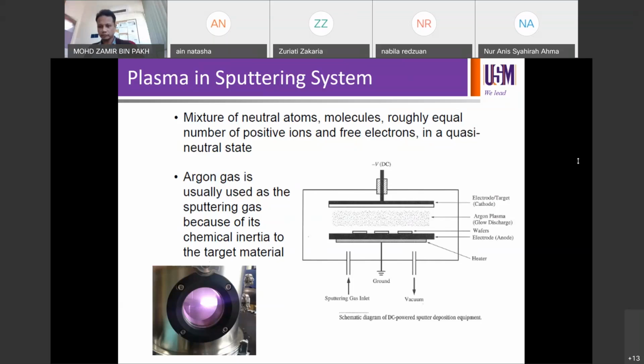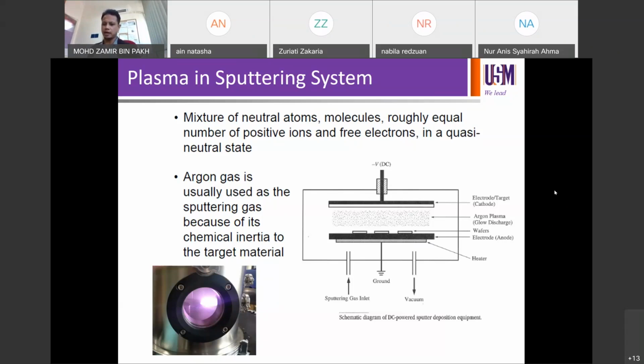Anyone? Nabila, what's going to happen if you don't use inert gas for the sputtering process? Why do we need inert gas in the first place? Any idea? Who has done sputtering? Fazira, why argon? Okay, that's fine.